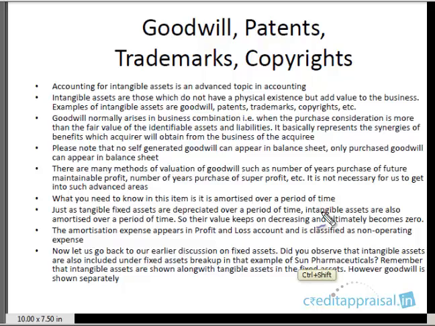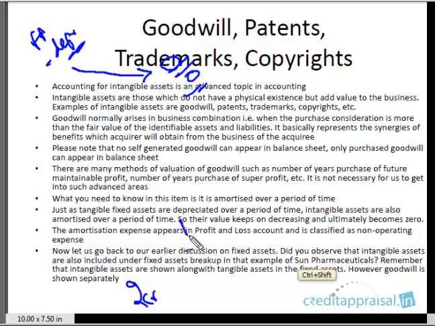Just as when we discussed fixed assets, we had something called depreciation. We slowly depreciated the value of the machine, and ultimately it becomes zero. For example, if we purchased a machine for 2 crores and said the useful life of this machine is 10 years, under the straight line method every year we depreciated 20 lakhs. So next year it becomes 1.8, 1.6, and finally after 10 years it becomes 0. So we have depreciated that value over the useful life of the asset. Slowly we have written off that entire value.